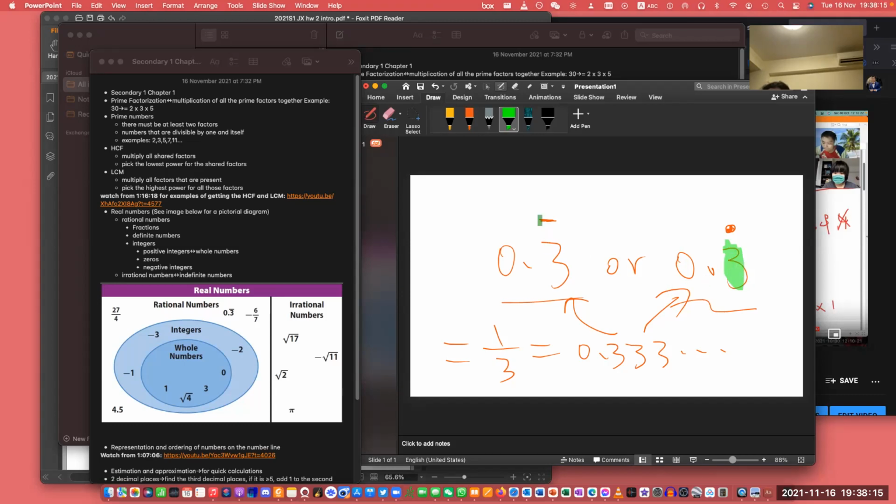Similarly, if you have a small minus sign above the number 3, you are also going to have 0.333 non-stop. That's the meaning of it.